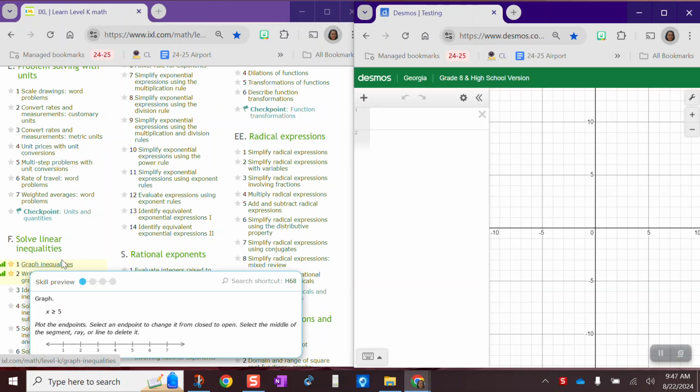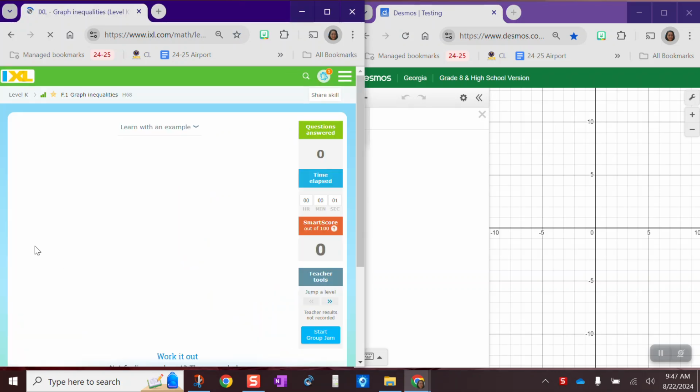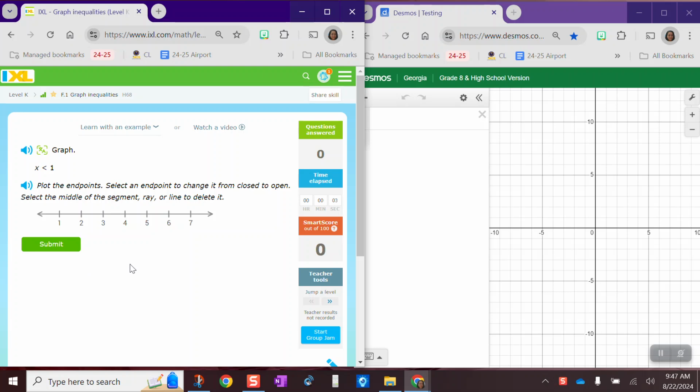All right, so the first one I assigned was F1, and it says to graph inequalities. This one just says x is less than 1. So 1 is where you're going to go and click. Now, because it doesn't have an equal sign on it, it's going to be open. So I guess we just click again. There we go. And where are the x's that are less than 1?